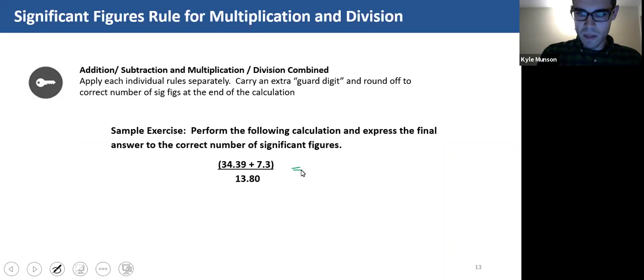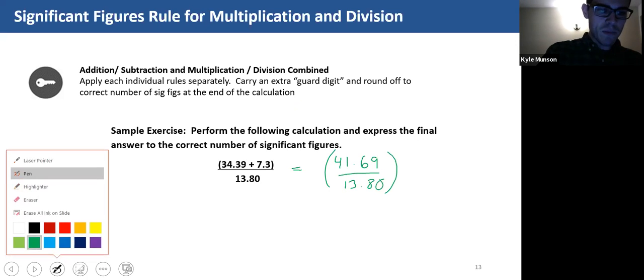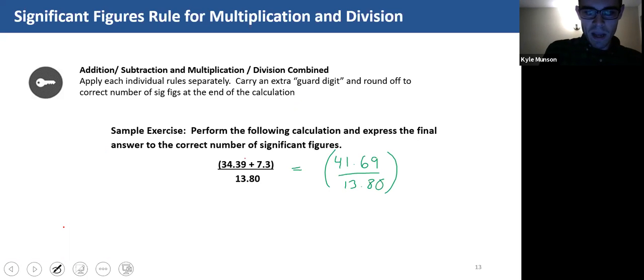So on the top here, this is going to be 41.69 divided by 13.80. Okay? So my addition and subtraction rule, right? I'm not certain about this 9 there, because I have no accuracy in the next place. But I'm still going to include it in the calculation here as my guard digit, like I said. But really, this number on the top should be represented as 41.7 grams.